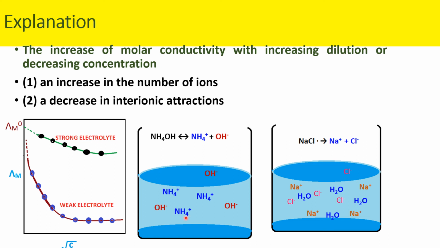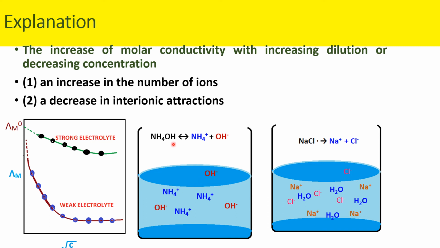So as the dilution increases, the interionic attraction decreases. This causes an increase in the velocity of the ions and thereby increases the conducting capability of the ions, and thereby contributes an increase in the molar conductivity. So towards higher dilutions, the effects due to greater ionization and reduced interionic attractions become so pronounced that the molar conductivity increases rapidly.